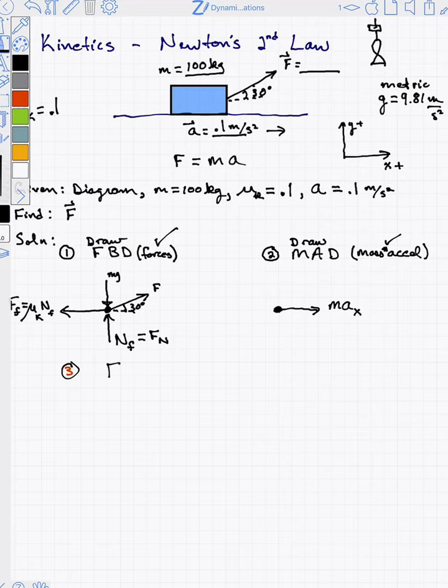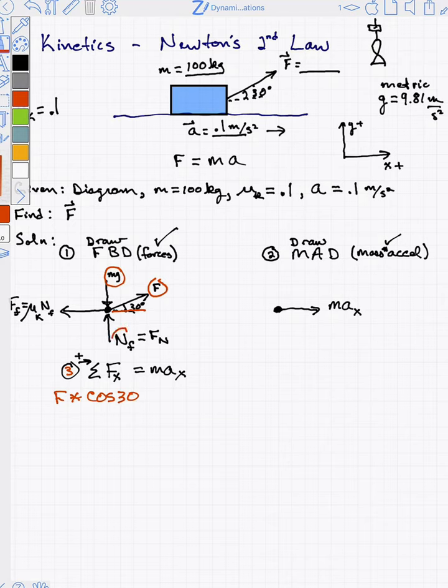So F, the sum of the forces in the X, again to the right is positive, equals MAX. So we have to look at all of these forces on the FBD and say, how much of this force is in the X? Well, none. How much of this force is in the X? Well, I'm going to say that F times the cosine of 30 is the part of that force that is in the X.